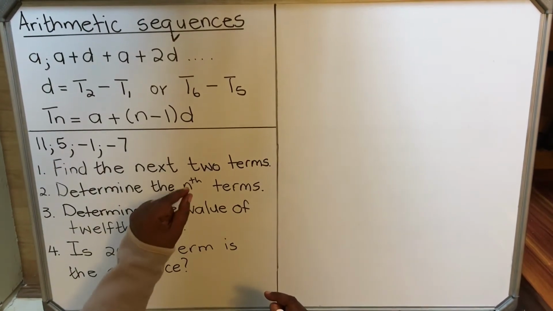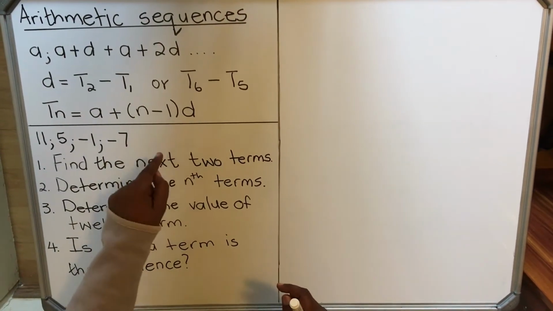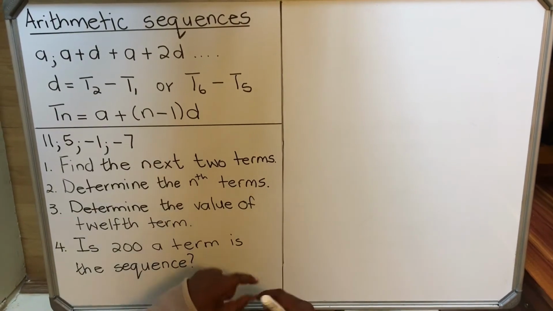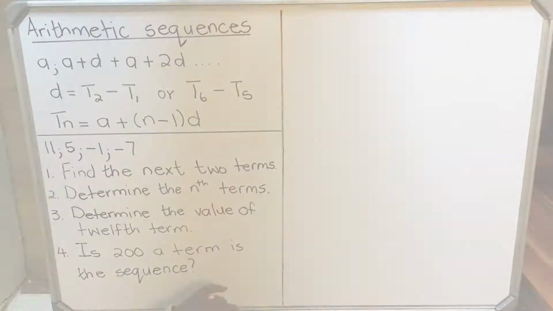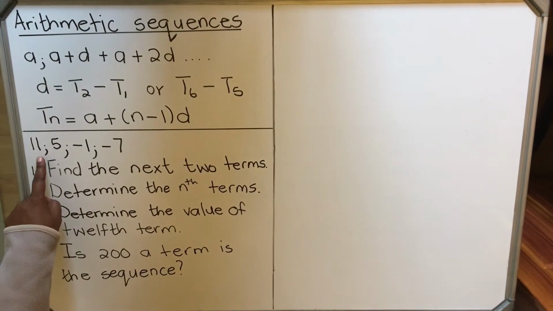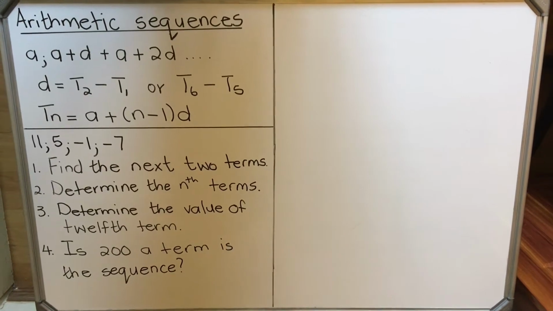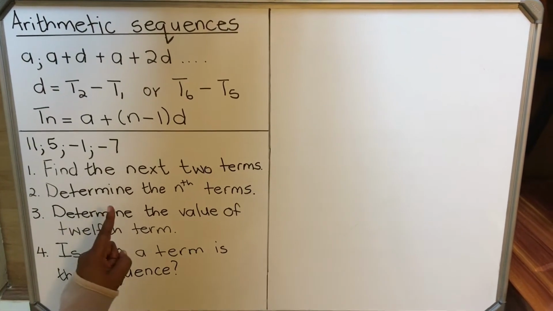The nice thing in grade 12 is that the general formula is given in your formula sheet. So you'll be given this formula; you don't need to memorize it. Let's look at an example. We're given a sequence here: 11, 5, minus 1, and minus 7.